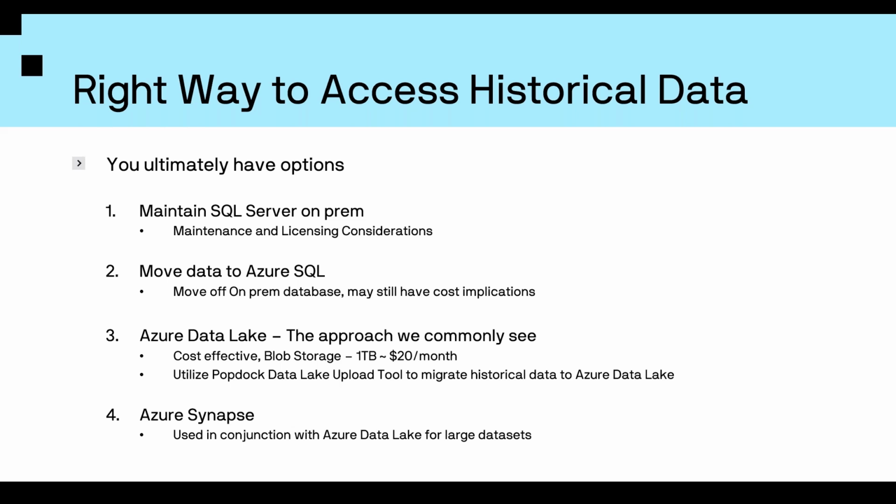As you can see, the third one down there is Azure Data Lake. This is the approach we commonly see people take, as we have a tool, which I'll be highlighting a little bit later, that can move your historical data from your on-premise system to a data lake. If you're not familiar with a data lake, it's really just cost-effective blob storage that sits in the cloud. As you can see, roughly 1 terabyte of data comes out to about $20 a month in storage costs, so it's very cost-effective. Data lakes can hold any types of data, but we'll be talking about the type that we move using our tool shortly.